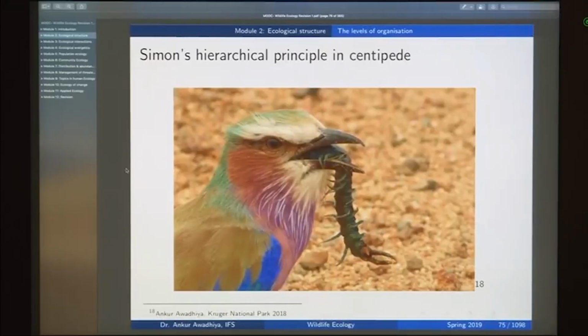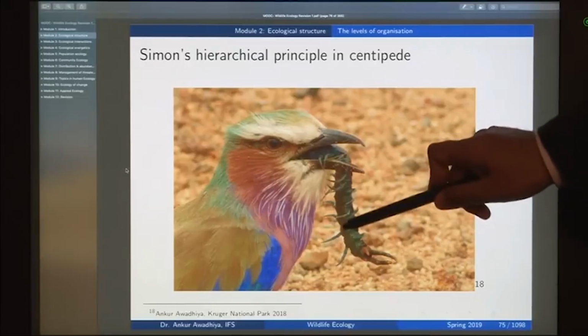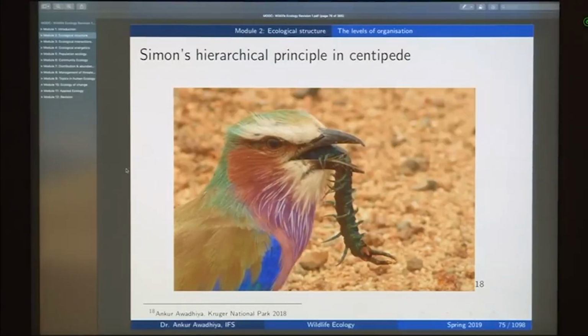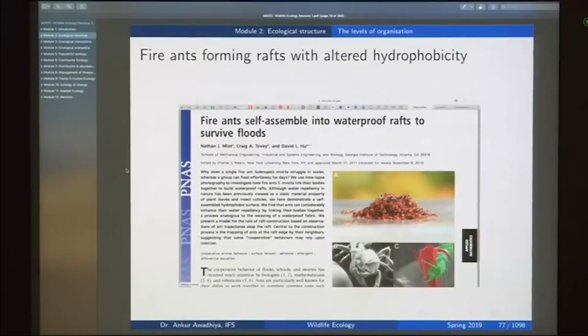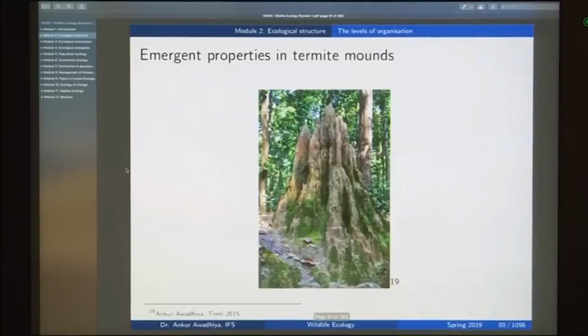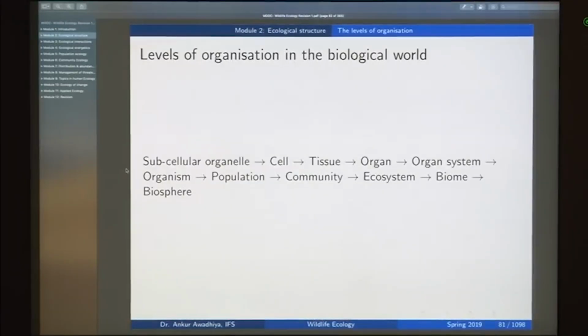So, we looked at these hierarchical principles, and you can see it everywhere. In the case of a centipede, you will have all these different blocks that have these two legs. So, all these segments have the same kind of structure, and these segments are then repeated. Then we looked at the emergent principle, the whole is greater than the sum of its parts, or the whole has properties that the parts individually do not have. And then we looked at some emergent properties in the fire ants, some emergent properties in termite mounds. Then we looked at the levels of organization.